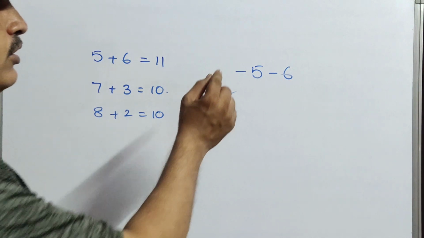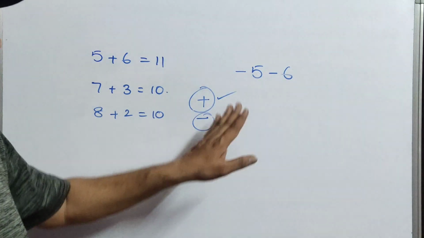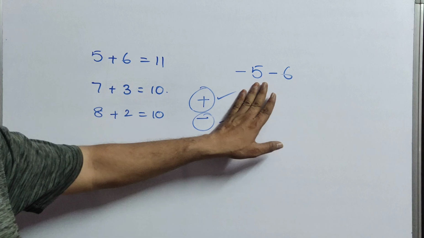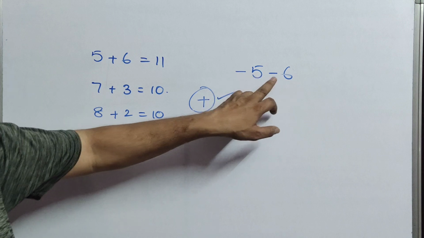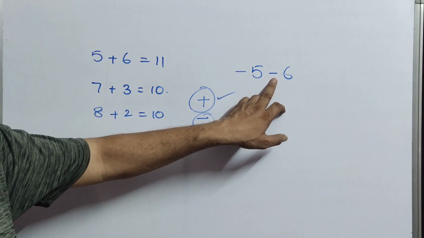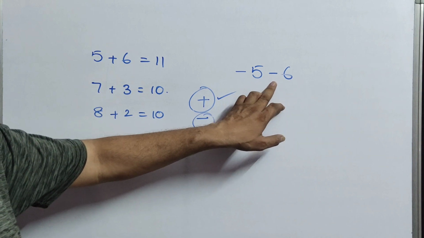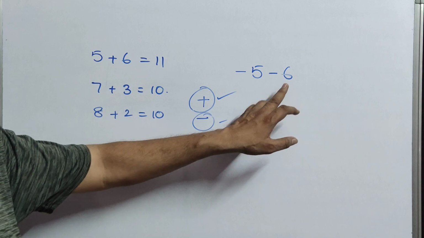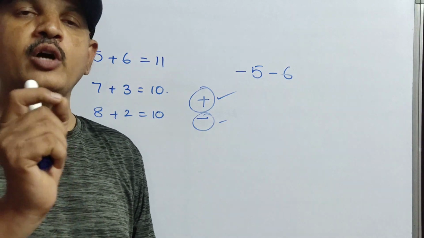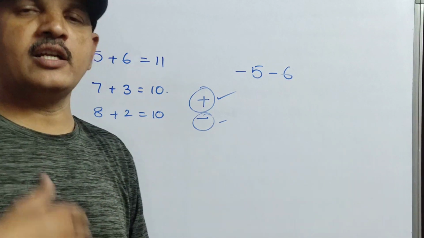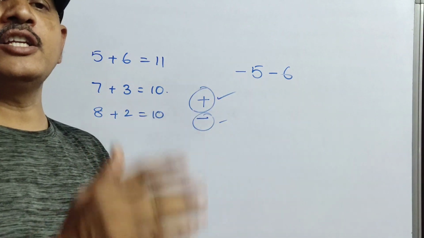No. Listen here. There are two numbers, both are negative only. These two numbers are negative numbers. And how can you say that these are negative numbers? Because each contains a negative symbol. That means minus 5 and minus 6. So by seeing the symbols, we came to know that these two are negative numbers. But you should understand that when two numbers are negative, you have to add. I am not telling you to simply add. When two negative numbers are there, compulsorily you have to do addition only.